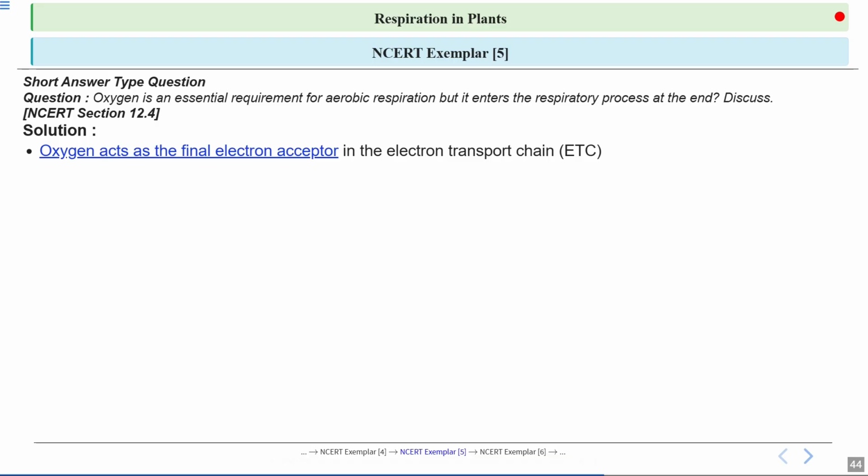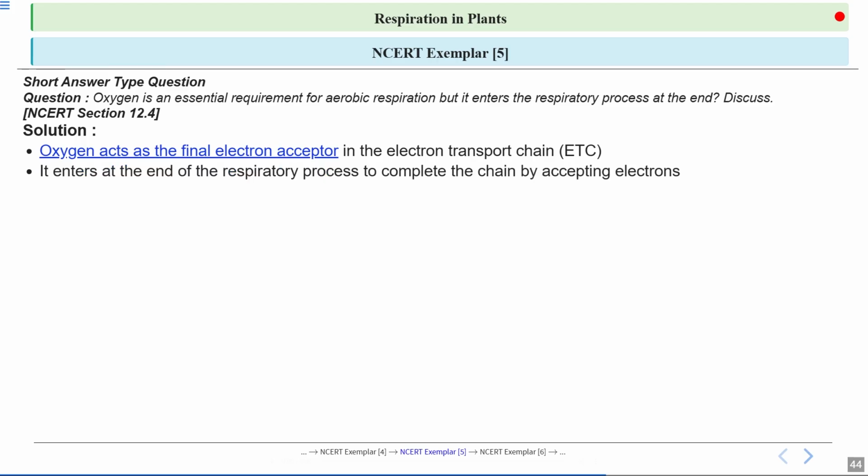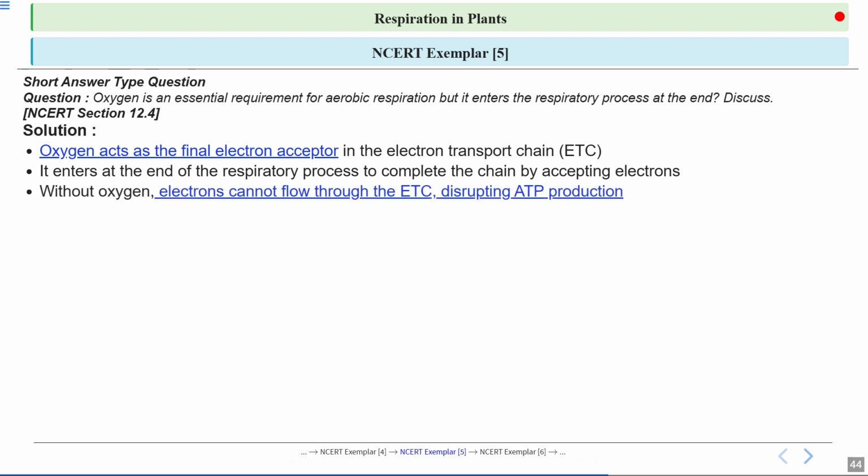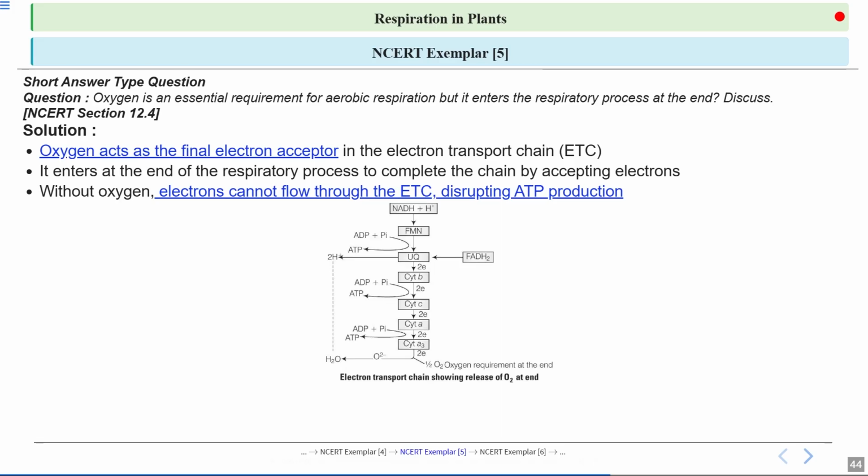Oxygen, we have studied, is the final electron acceptor in the electron transport chain. Oxygen enters at the end of the respiratory process specifically to accept these electrons. Without oxygen, electrons can't flow through the ETC, which will disrupt ATP production. Here in the image, it shows the electron transport chain. So here we can see that oxygen is the final electron acceptor.